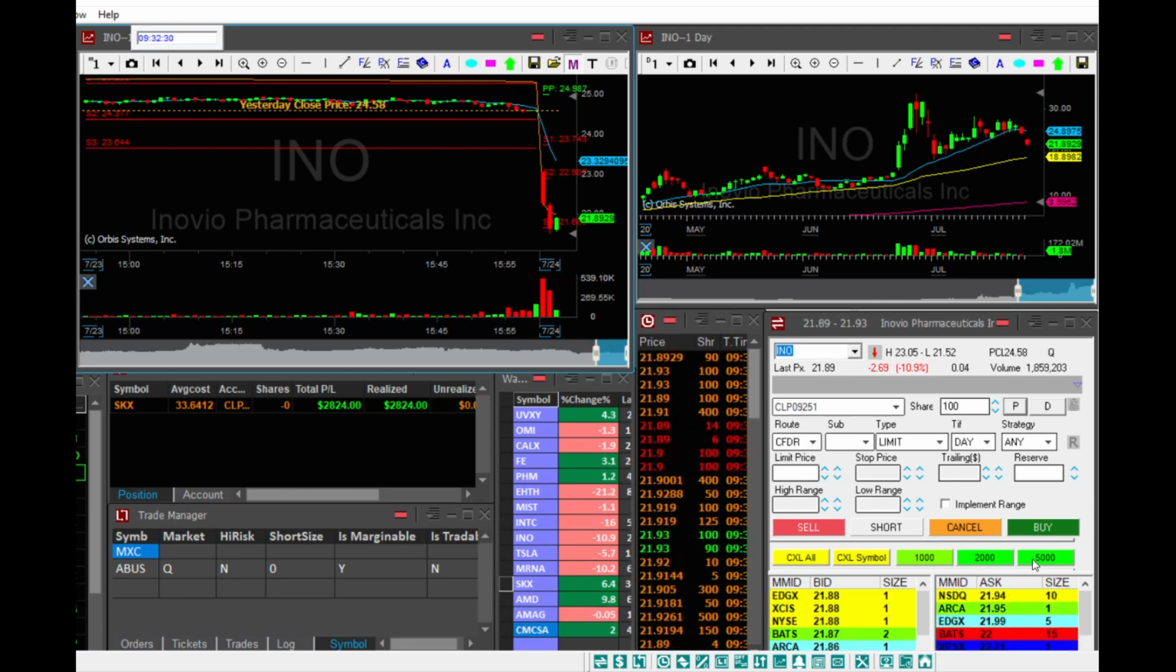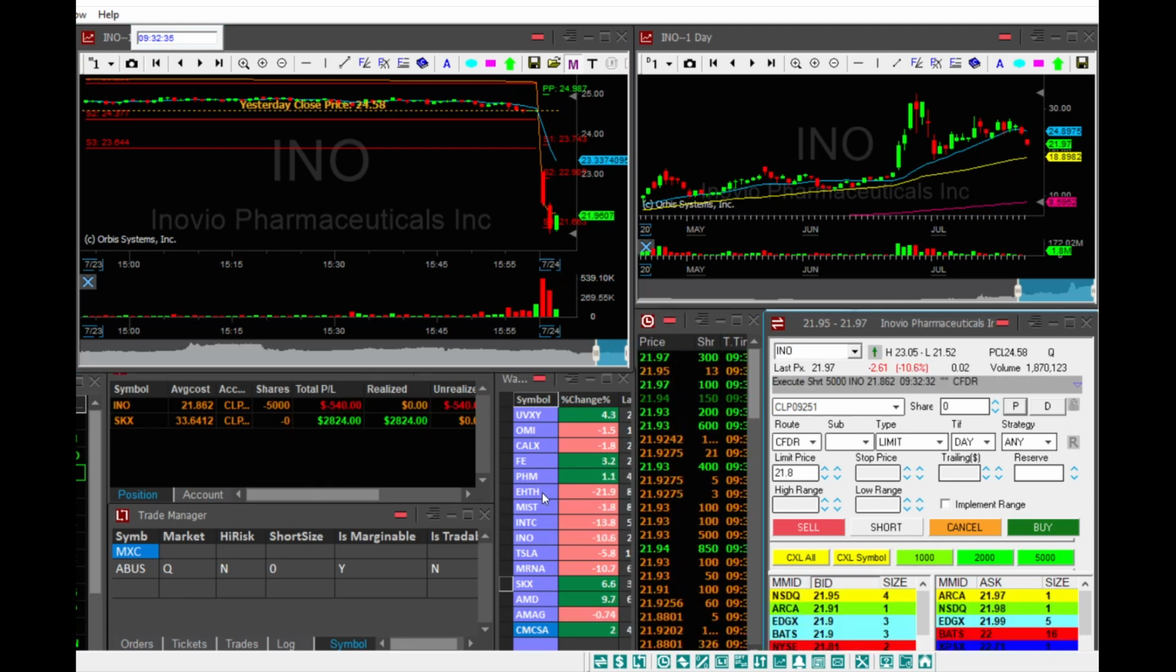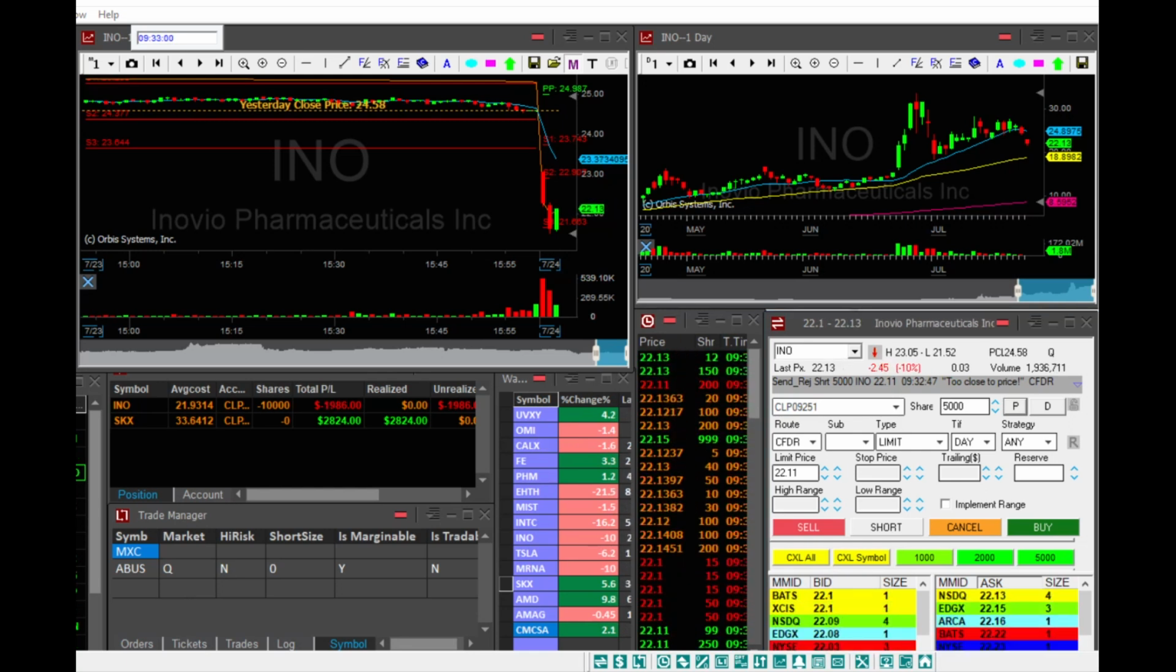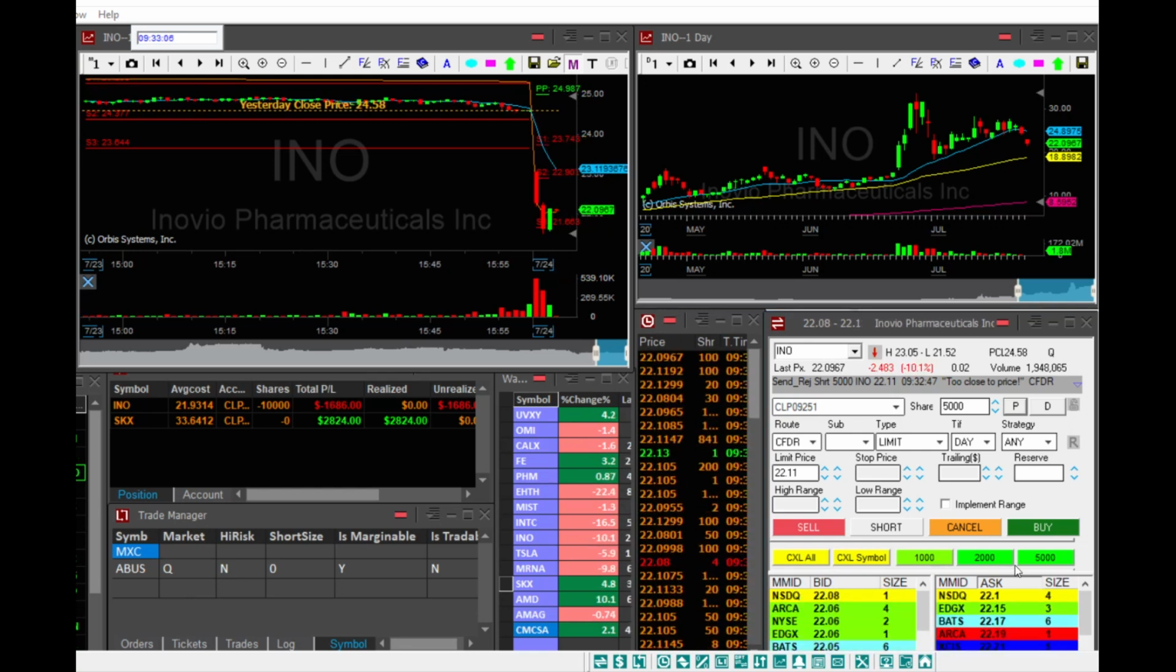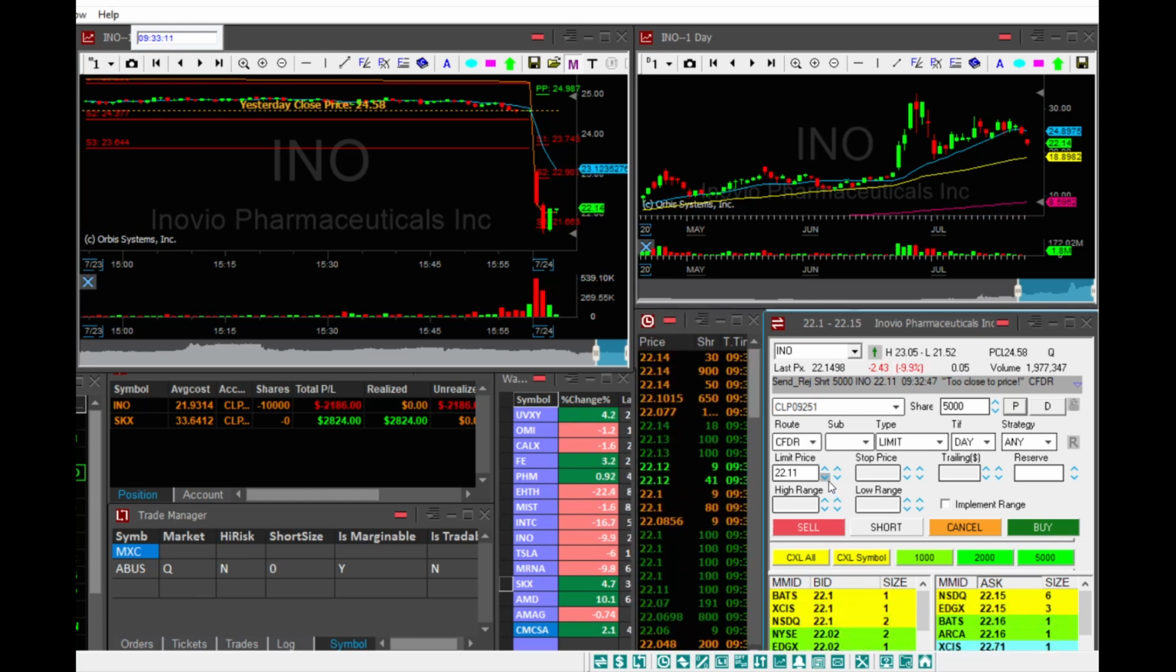INO, I will start shorting on this bounce. I want to add all the way up to 22.30s. So I will start building a position. My stop will be over 22.40s.